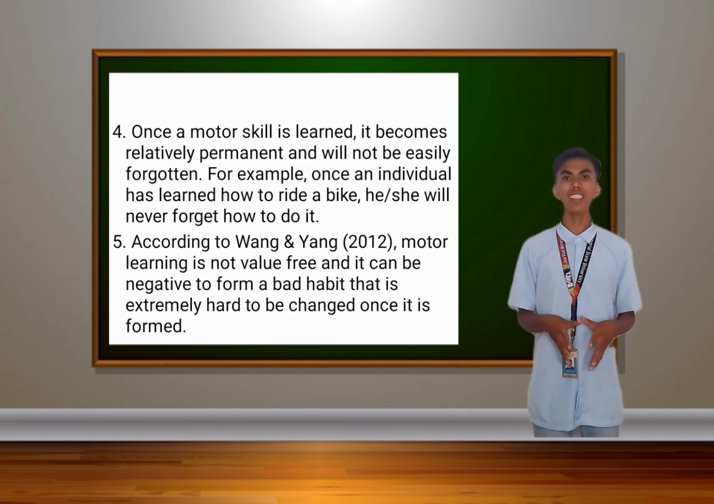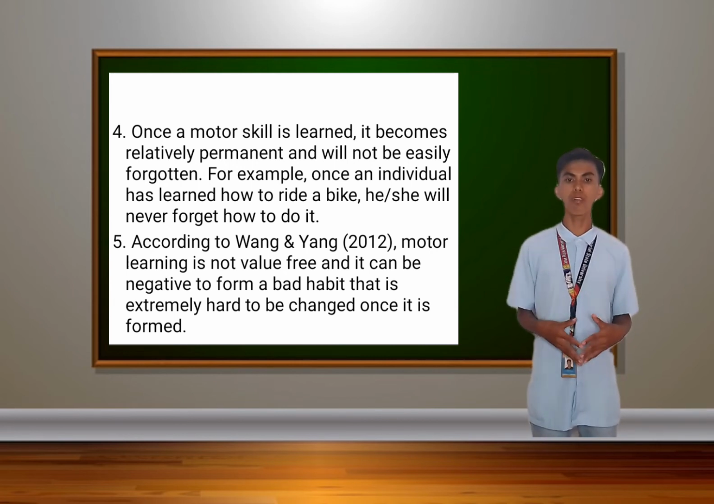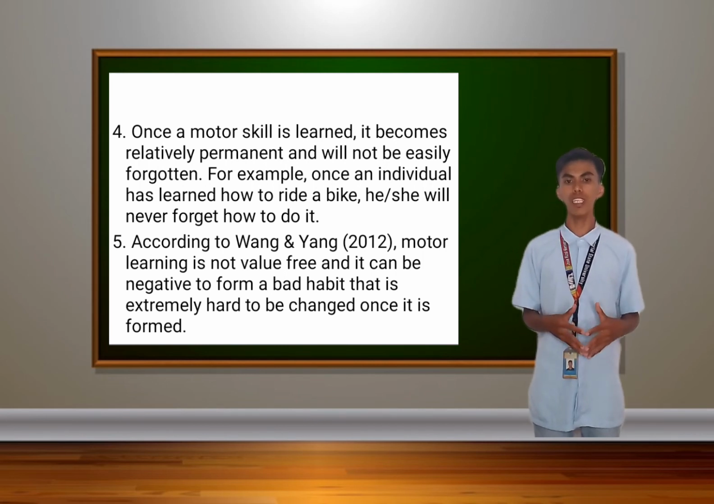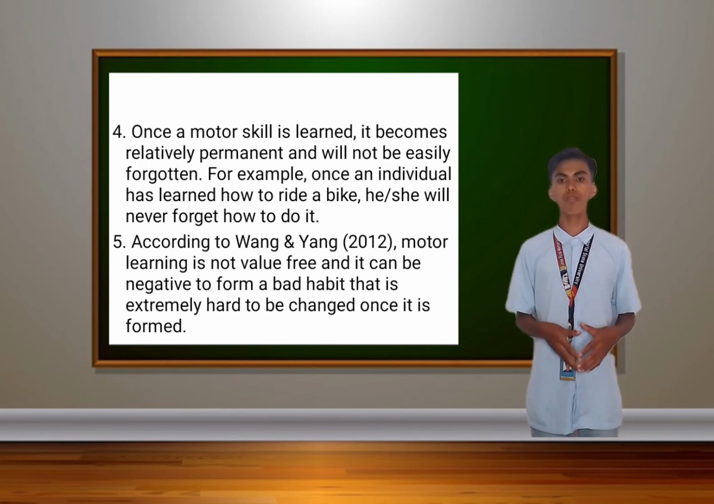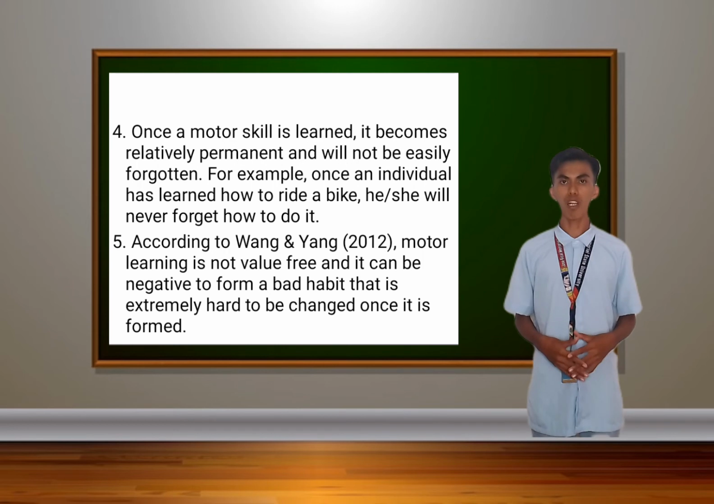For example, once an individual has learned how to ride a bike, he or she will never forget how to do it. Last, according to Wang and Yang in 2012, motor learning is not value-free and it can be negative to form a bad habit that is extremely hard to change once it is formed. So it cannot be changed at all.